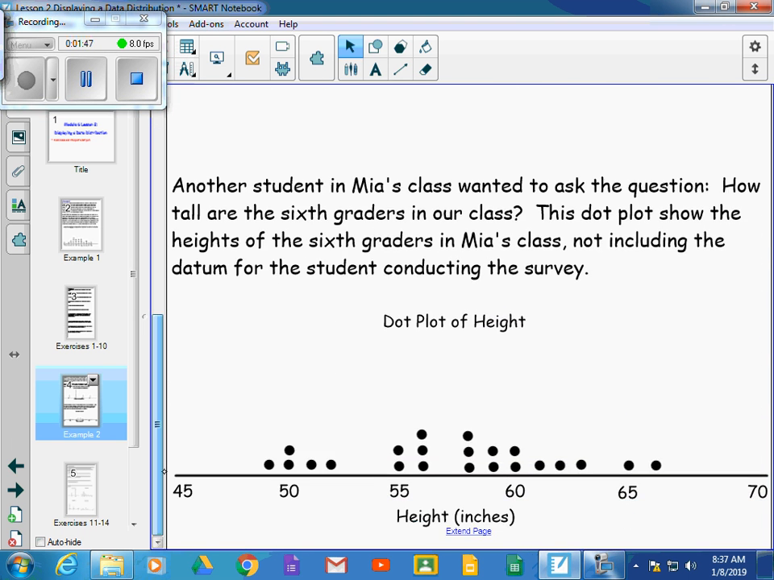Now, another student in Mia's class wanted to ask the question, how tall are the 6th graders in our class? This dot plot shows the heights of 6th graders in Mia's class, not including the datum for the student conducting the survey.